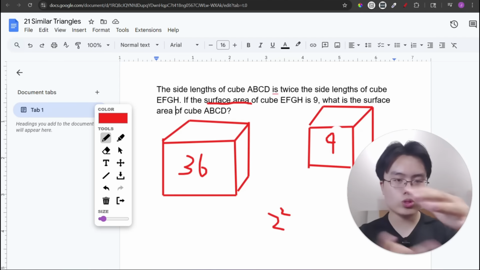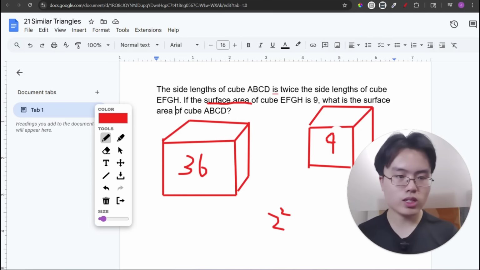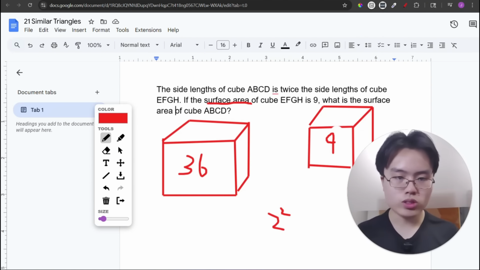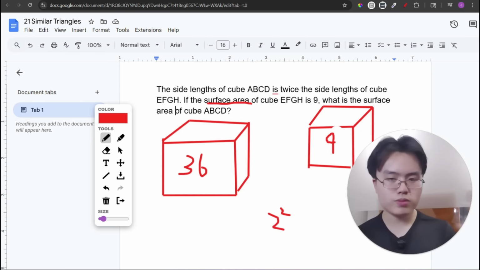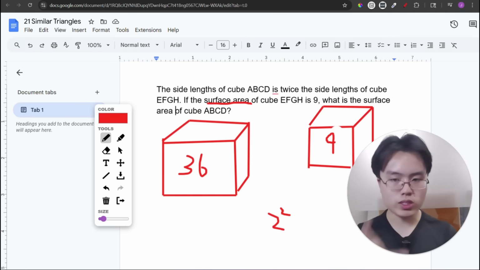So it's still two-dimensional. As long as it's two-dimensional, all we do is just square the proportion of the sides. That's it. Okay? If we're doing volume, then we cube it. Even if it's surface area, it's still area. So you just square the proportion to get the proportion between the surface areas.